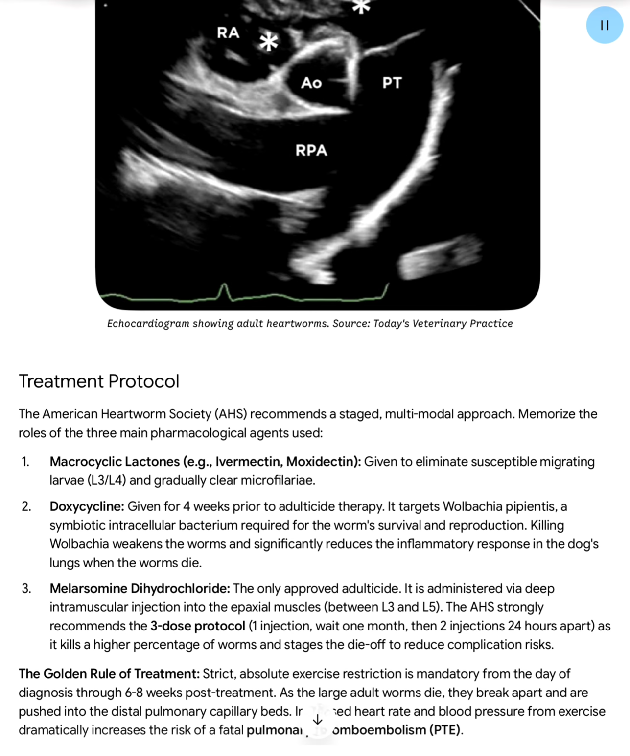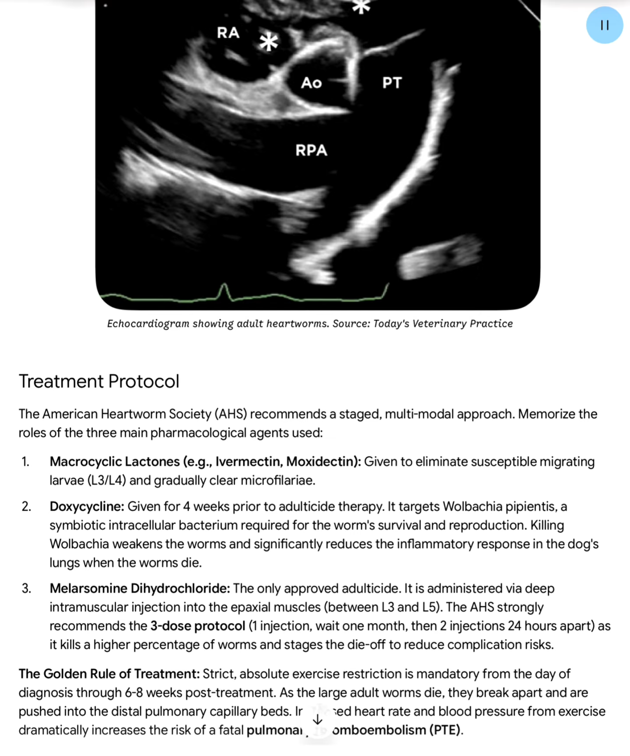Memorize the roles of the 3 main pharmacological agents used. 1. Macrocyclic lactones, e.g., ivermectin, moxidectin, given to eliminate susceptible migrating larvae, L3 and L4, and gradually clear microfilariae. 2. Doxycycline, given for 4 weeks prior to adulticide therapy. It targets Wolbachia pipientis, a symbiotic intracellular bacterium required for the worm's survival and reproduction. Killing Wolbachia weakens the worms and significantly reduces the inflammatory response in the dog's lungs when the worms die.